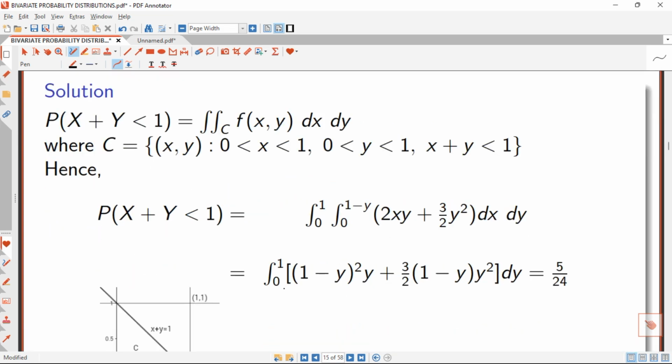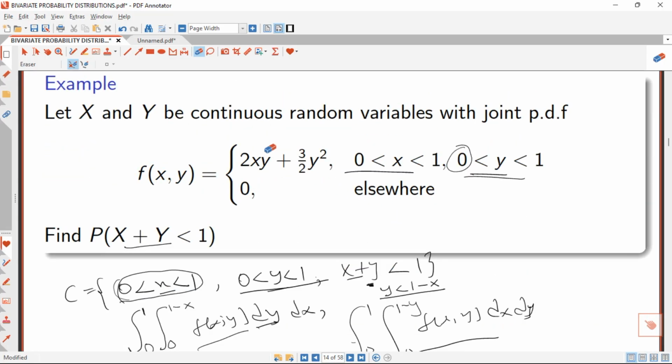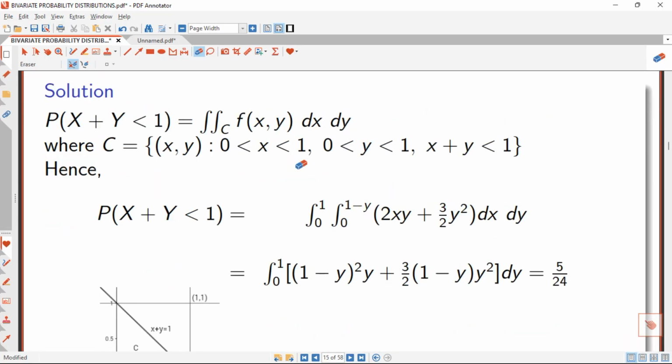That is what I was trying to explain. They took the second possibility of the integration, which is what we did above. If you integrate this one, we just put in our probability density function, 2xy plus 3 divided by 2 y squared. That was given to us in the question as the joint density.